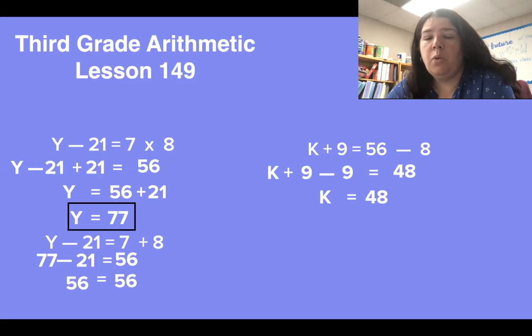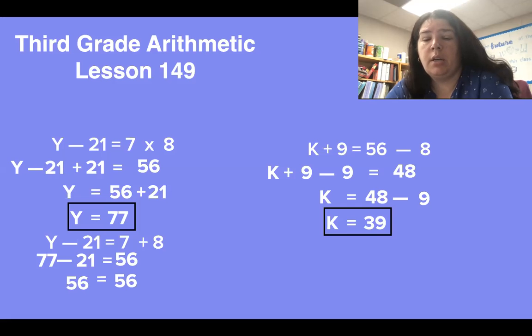K equals 48 minus 9. 48 minus 9 equals, good, 39. So now our answer is K equals 39. We need to check to make sure.